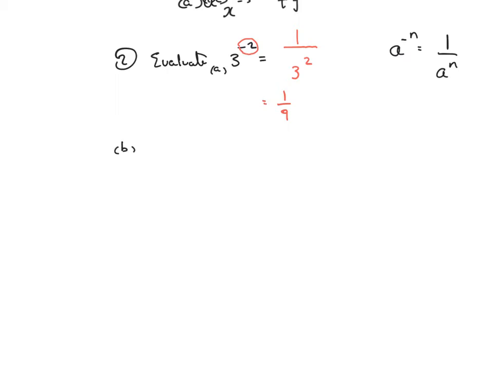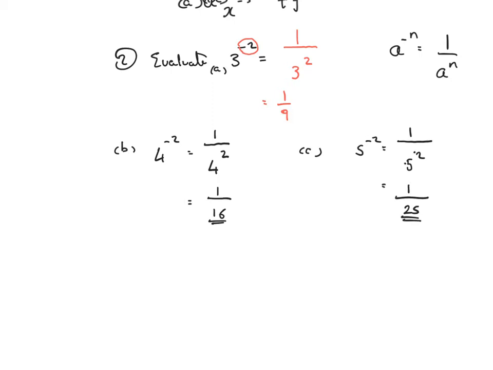Example B. We're going to evaluate this time 4 to the minus 2. That can be written as 1 over 4 to the 2. And then 4 to the 2 is 4 squared, so it's 1 over 16. Okay, example C, 5 to the minus 2. That can be written as 1 over 5 to the plus 2. And then 5 squared is 25, 1 over 25.